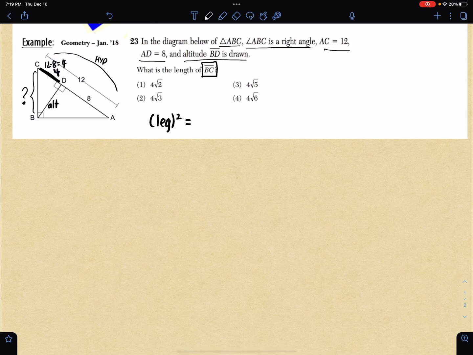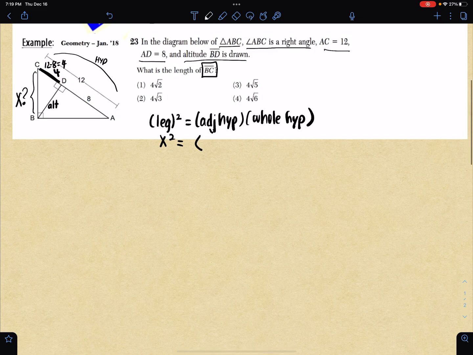So let's write out the formula. Leg squared is adjacent part of the hypotenuse times the whole hypotenuse. So I have here the leg. Well, I want to look for it, so let me give that a variable x. So x squared. So once again, this is my leg. Which part of the hypotenuse is adjacent or next to that x? Well, it's 4. So let's write 4. And then what is my whole hypotenuse? 12.